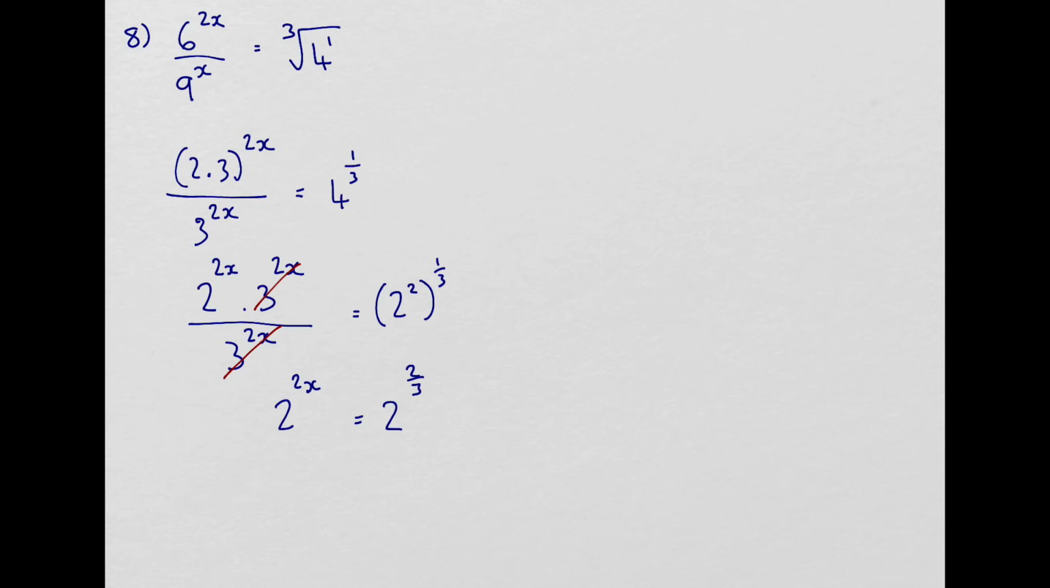We can equate the exponents. So 2x is equal to 2/3. And then lastly, we're going to divide both sides by 2. So 2/3 divided by 2 is the same as 2/3 times 1 over 2. And the 2's will cancel, so this ends up being a third. Another way of looking at it is that 2/3 divided by 2 is 1/3.